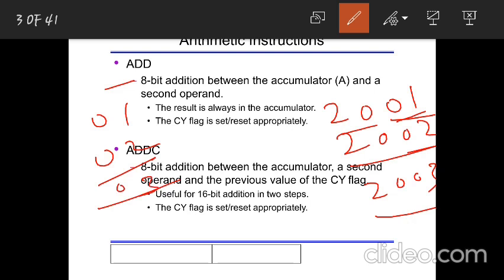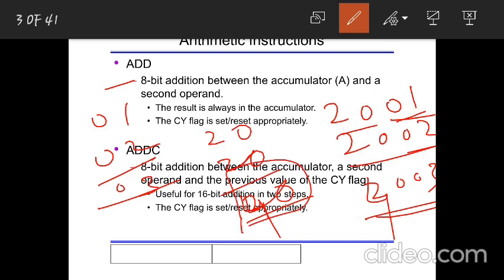Next you take the upper 20 and add it; the second time you add 20 and 20, and you will have the answer as 40, not 20. So the result will be 4003. Here you save 40 in one register and 03 in another register, because the 8051 doesn't have a 16-bit data bus, it has an 8-bit data bus. So for 16-bit addition you can do it in 2 steps.